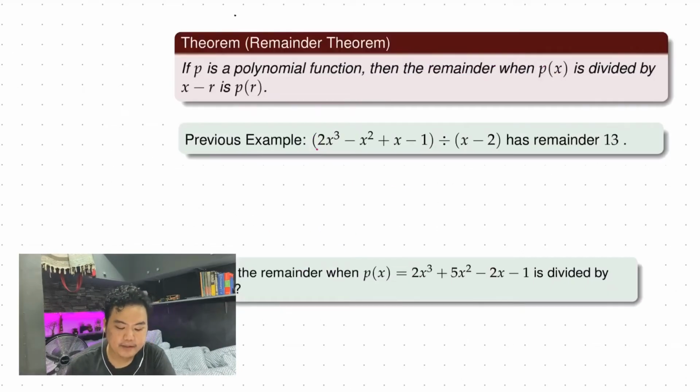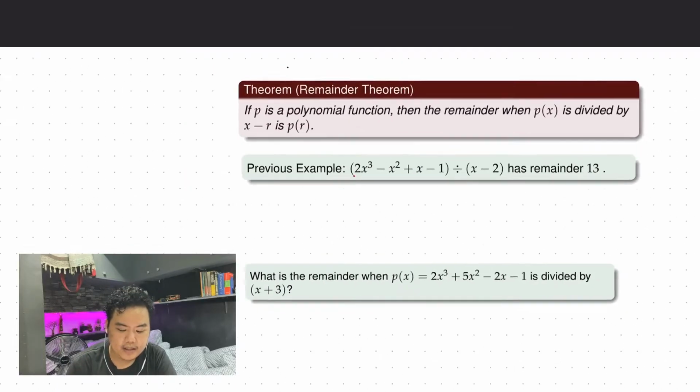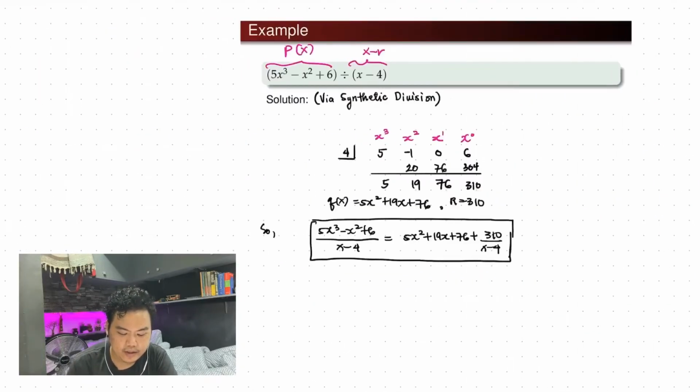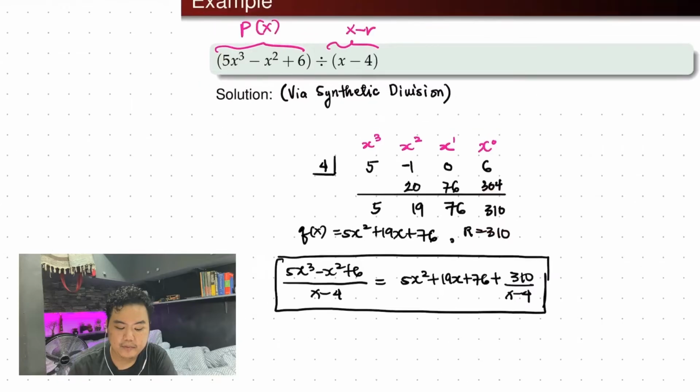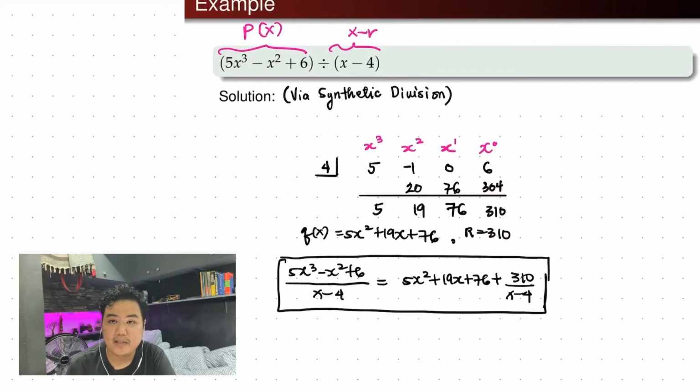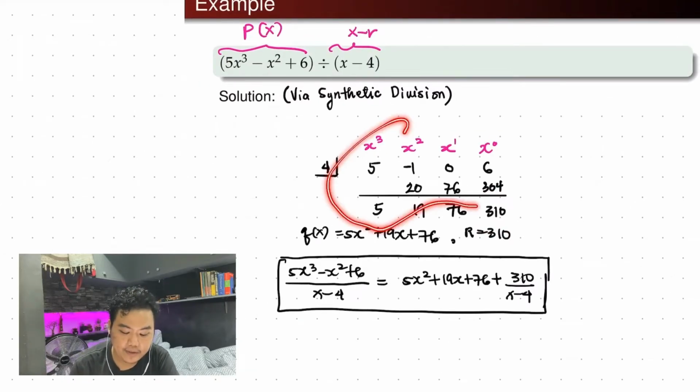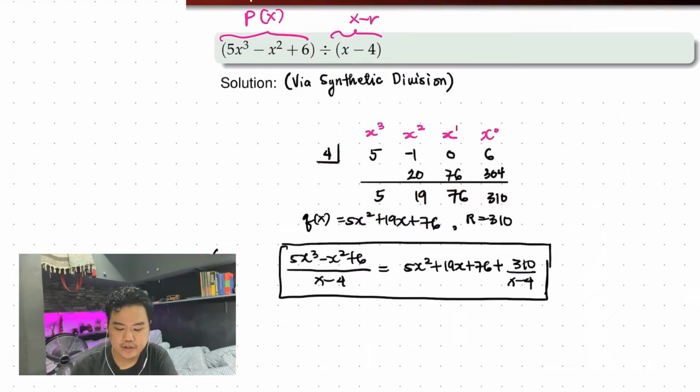Proceed na tayo sa remainder theorem. So, itong remainder theorem, parang binibigyan ka lang yan ng shortcut to get the remainder when you divide the polynomial p of x by x minus r. So, as you can recall, nung nag-synthetic division tayo dito, may remainder kang makukuha, diba? Itong binibilugan ko. So, yung remainder theorem allows you to find the remainder when you're dividing a polynomial p of x by x minus r without going through the process of division.